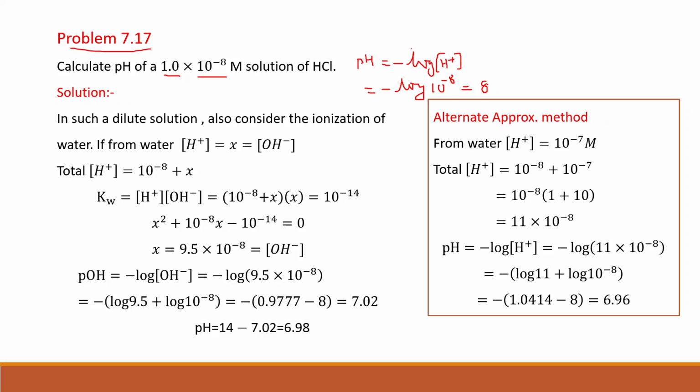Okay, is it correct? No. We are saying that this is a solution of HCl, hydrochloric acid, and hydrochloric acid is acidic, so its pH should be less than 7. But if we solve like this, we will get the pH 8. So this is not the correct way.